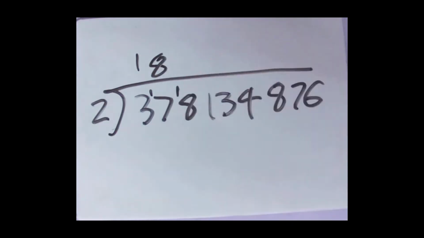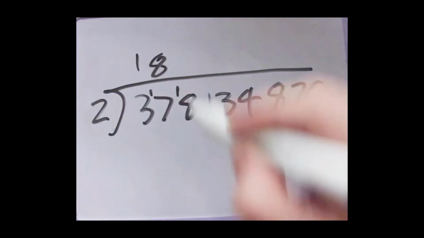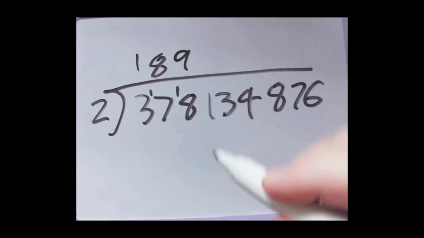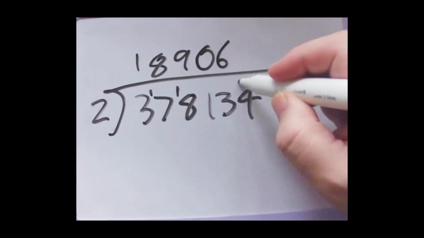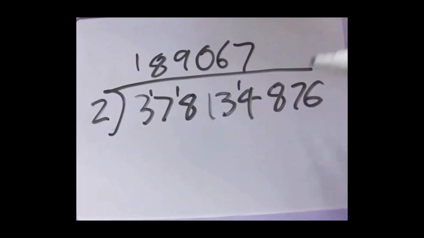17 divided by 2 is 8 with a remainder of 1. Remainder of 1 with 8 is 18, divided by 2 is 9, with no remainder. 1 divided by 2 is 0, with remainder 1. 13 divided by 2 is 6, remainder 1. 14 divided by 2 is 7, remainder 0. 8 divided by 2 is 4. 7 divided by 2 is 3, remainder 1. And 16 divided by 2 is 8.